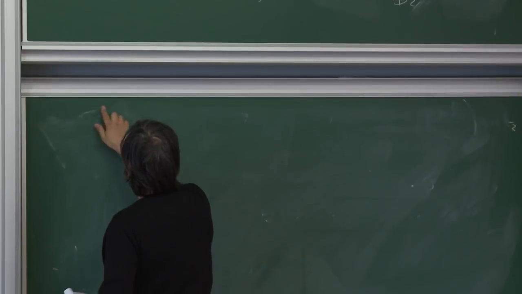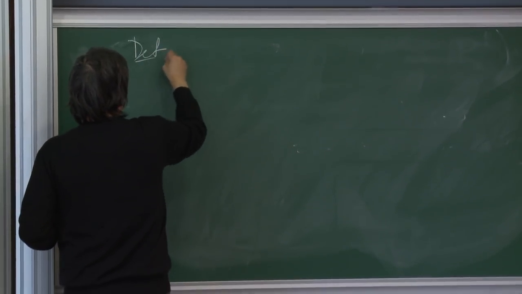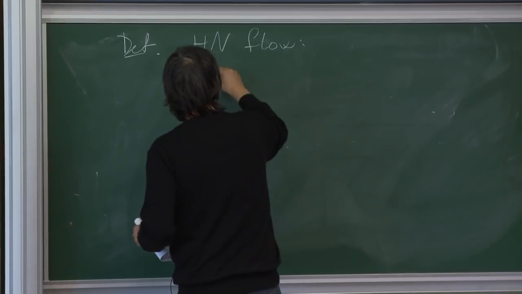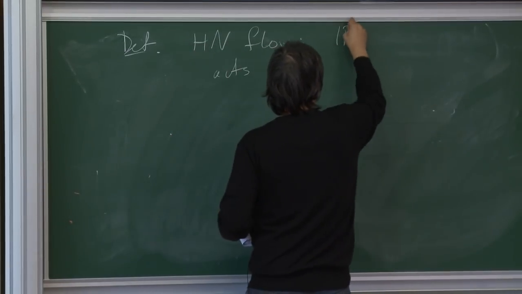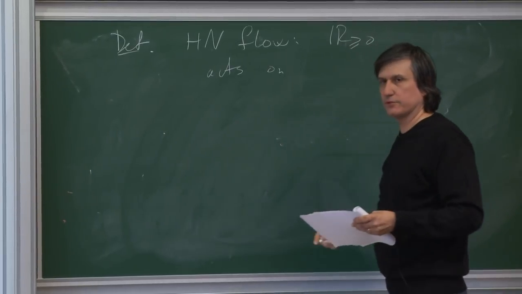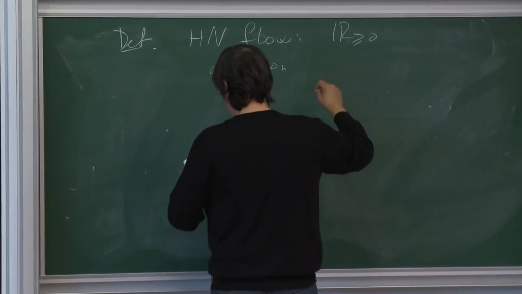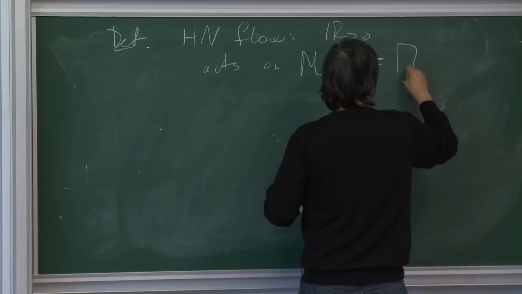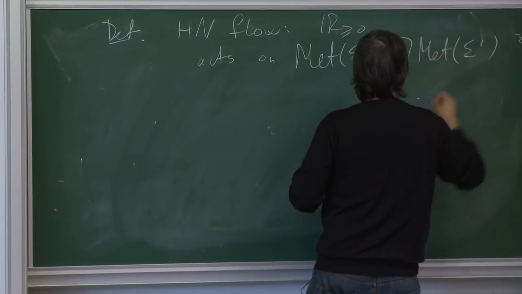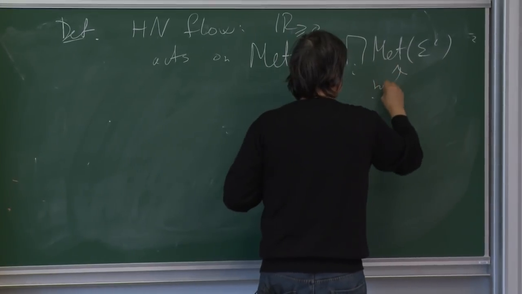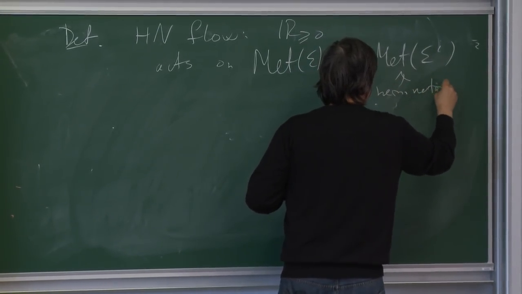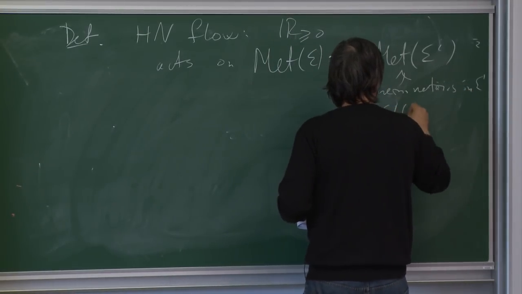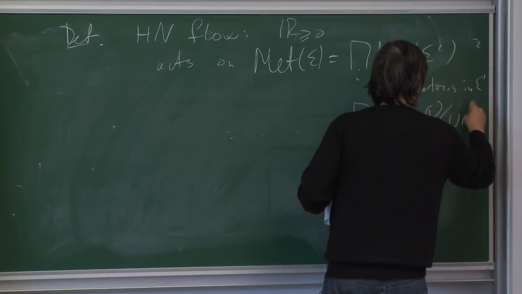And now I'll go to the main definition. What is the Harder-Narasimhan flow? It's a flow, an action of the line, in the positive direction. It acts on the space of metrizations of E, which is the product over i of metrizations of E_i. The metrizations of E_i is the space of Hermitian matrices in E_i, which is the product of GL(d_i, C) divided by the unitary group.